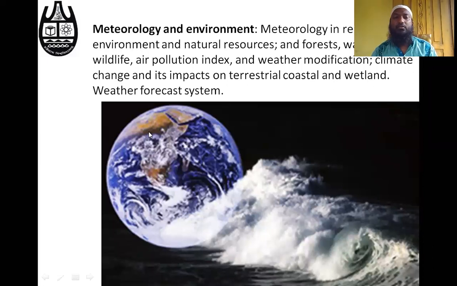In the next chapter, we're going to discuss meteorology and environment. What do you mean by meteorology? Meteorology means the science which deals with environmental factors or earth science. That means on the earth, how atmospheric phenomena react with other types of components. So that is closely related to our environment.